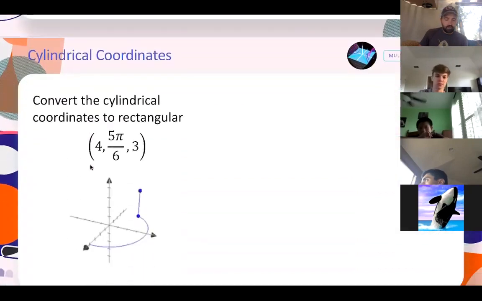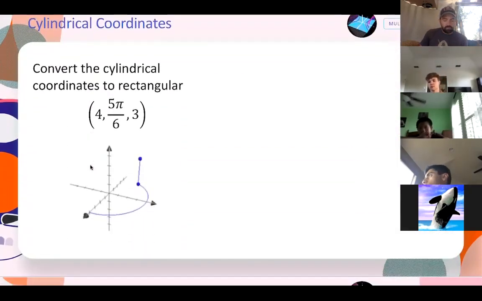Okay, cylindrical conversion. So say this is the coordinate we just plotted a second ago. If we convert those to rectangular, we should be able to get to the exact same location along our x, y, and z axes instead of using r's and thetas and stuff like that.